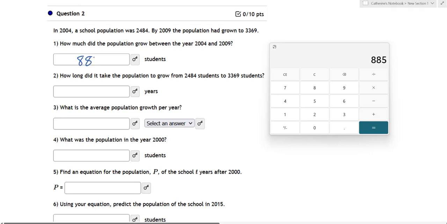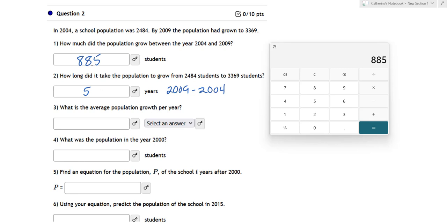Here we go, 885. How long did it take for the population to grow from 2,484 students to 3,369 students? So this would be finding the difference in the years. So 2009 minus 2004, which is 5.